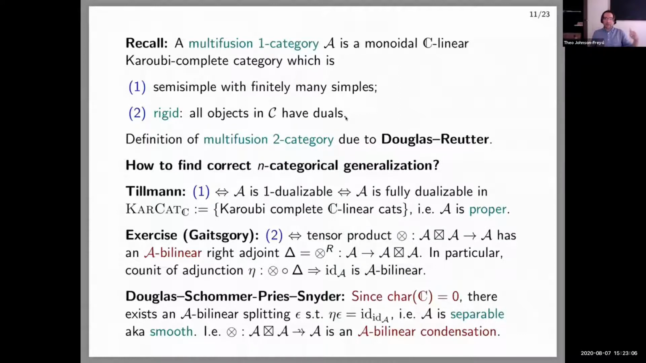I call it delta because you should think of it as the co-multiplication in a Frobenius algebra. So just to repeat, I know I said this already and it's on the slide: one of the ways to say that a category has duals is to say that the multiplication functor has an adjoint which is A bilinear, an adjoint among A bimodules. I'm not going to use the fact of an adjoint. I'm just going to use the fact that there's a co-unit of this adjunction, and that the co-unit of the adjunction is A bilinear.